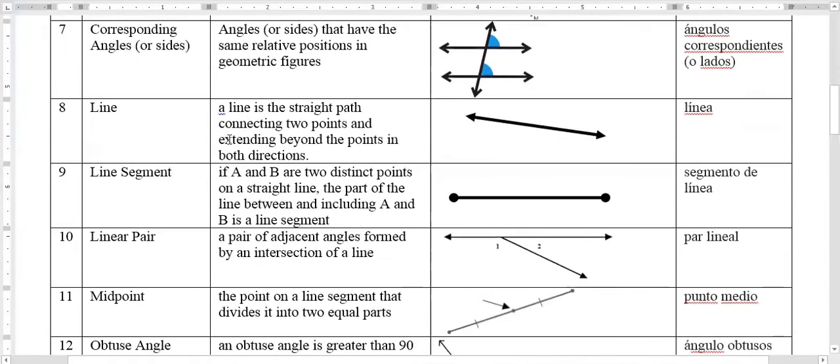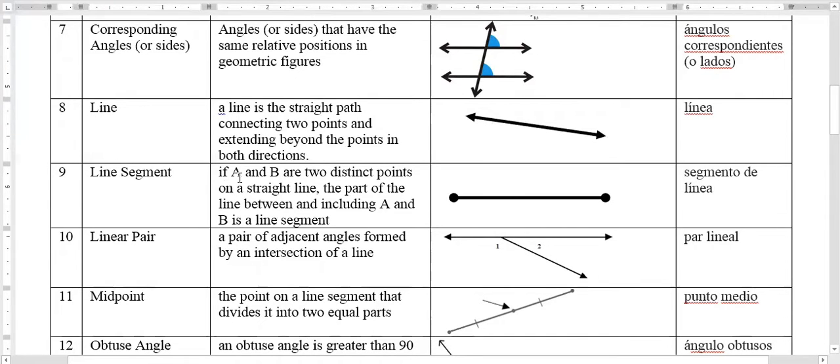A line. A line is the straight path connecting 2 points and extending beyond the points in both directions. So a line just goes on forever and ever, right? It goes this way and that way.